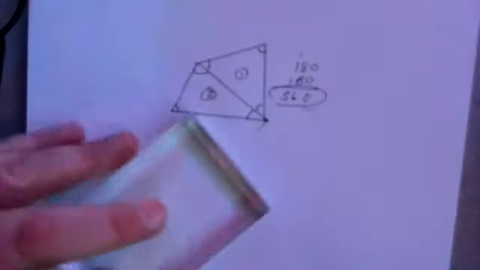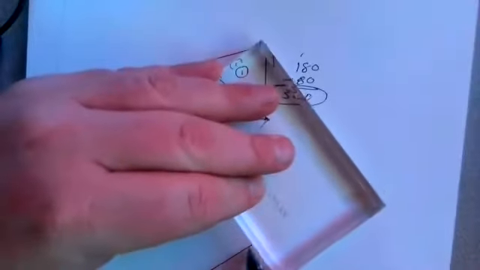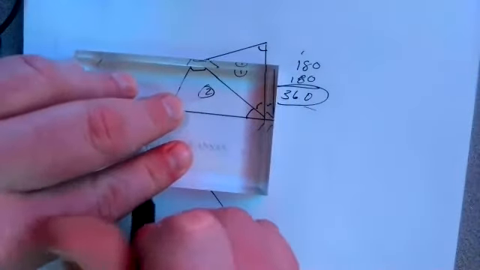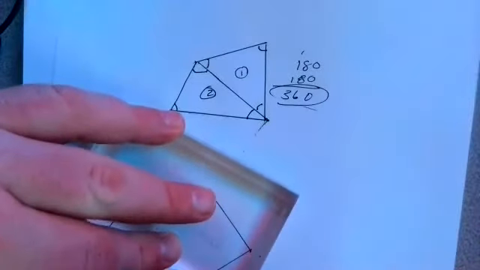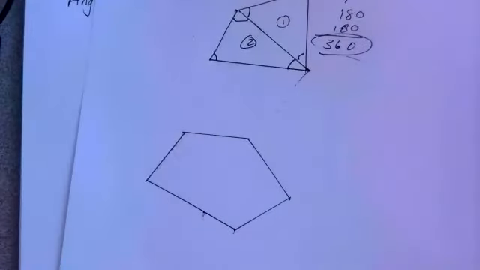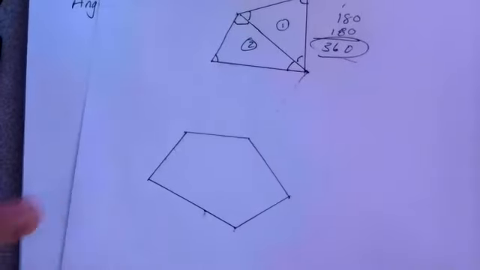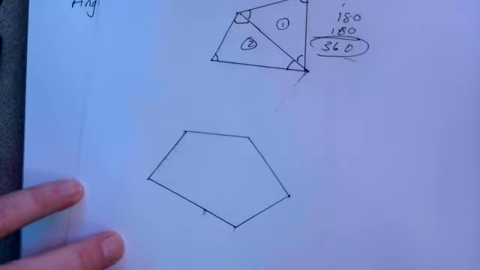Okay, now we're going to draw a 5-sided figure. So we want 5 total sides. 1, 2, 3, 4, and 5. Right, here we have a pentagon, a 5-sided figure. Okay, now what happens? So I'm going to split this. I'm going to connect vertex to vertex. Obviously, I can't connect any that are right next to each other.